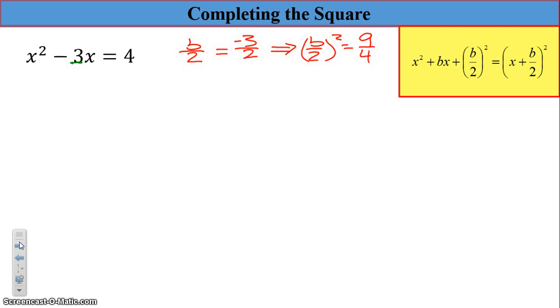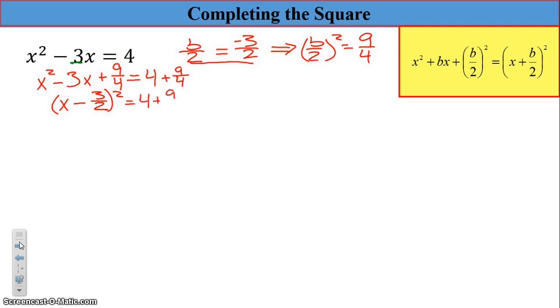Alright, so let's rewrite this equation on the left side as a completed square, which is x squared minus 3x plus 9 over 4. And that equals 4 plus 9 over 4, because we added 9 over 4 to the left side. We've got to do the same thing on the right. Our completed square on the left side factors down to x minus 3 over 2, which is what we got for our b over 2 over here. So x minus 3 over 2 quantity squared equals 4 plus 9 over 4.